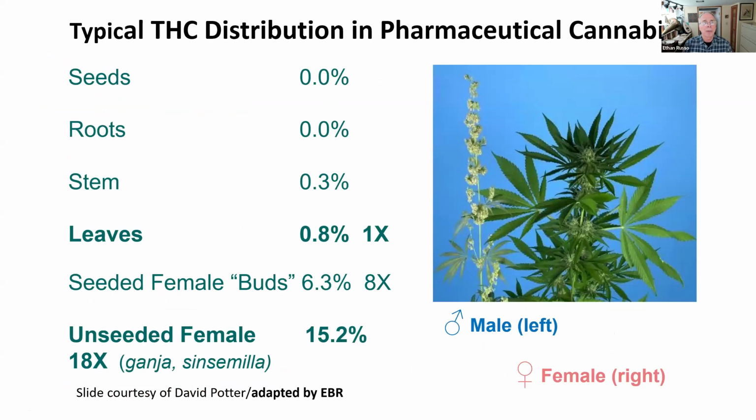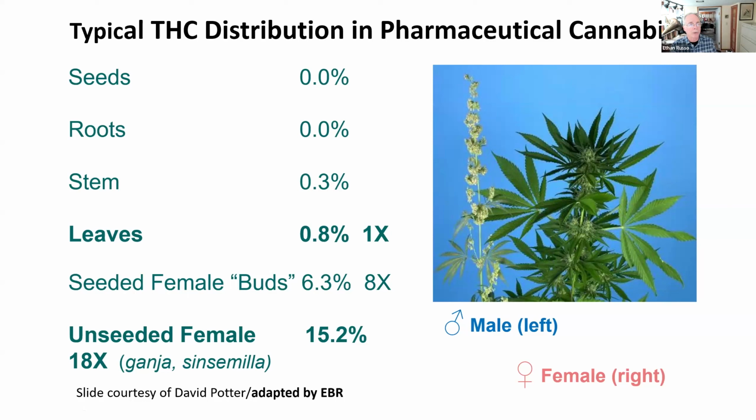In terms of distribution of THC or the cannabinoids in the plant, there's definitely a hierarchy. The highest, these would be examples from GW Pharmaceuticals, done by David Potter, PhD, and this is from his thesis. So the unseeded female flower, ganja or sinsemilla, has 18 times what is present in the leaves, and almost 3 times what is present if it is a seeded variety.